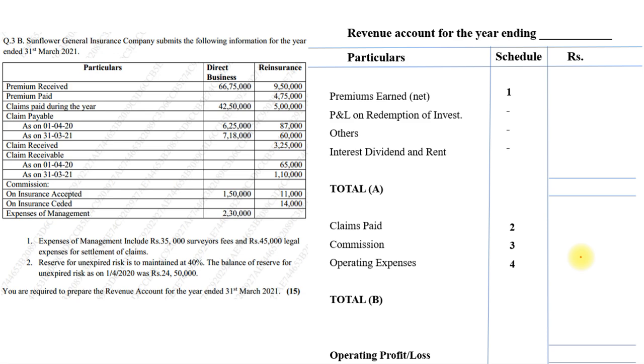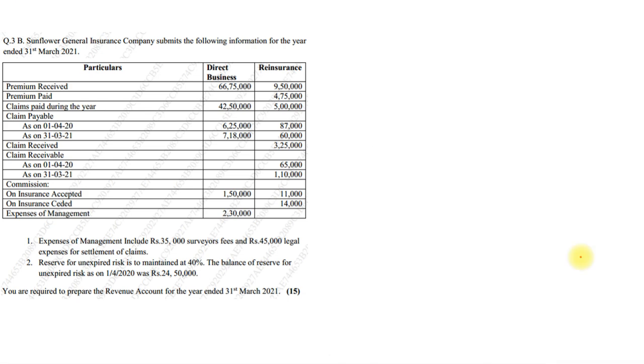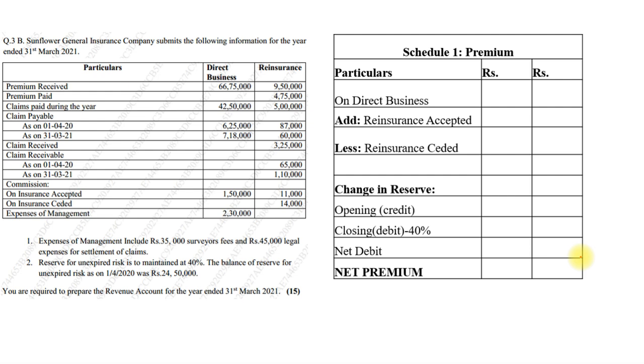The very first thing is premium earned. We need to find the very first part, schedule number 1 under premium earned. So this is our format for schedule 1, premium. So, premium on direct business. Now let us start filling up and check what the values are. Very first, they're giving us premium on direct business. I can say premium received on direct business, which is 66,75,000. So we note it down.